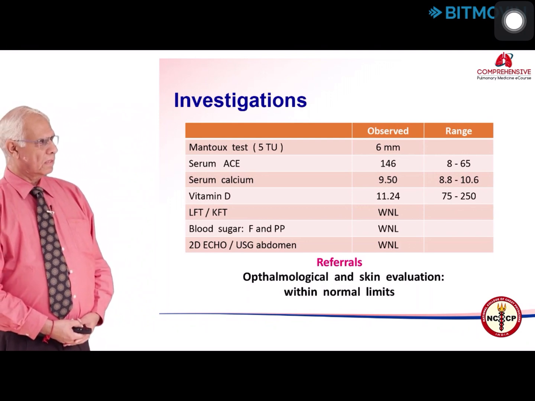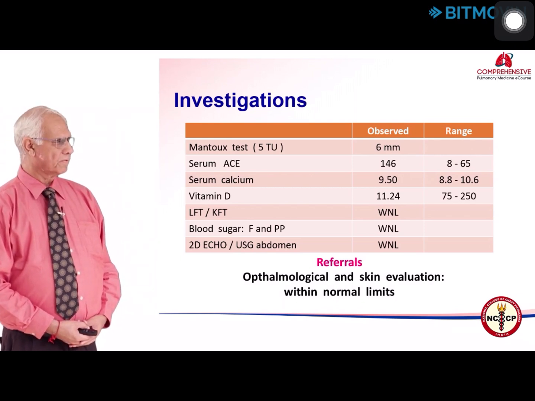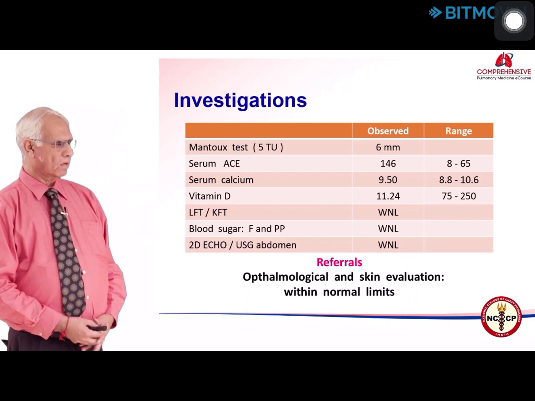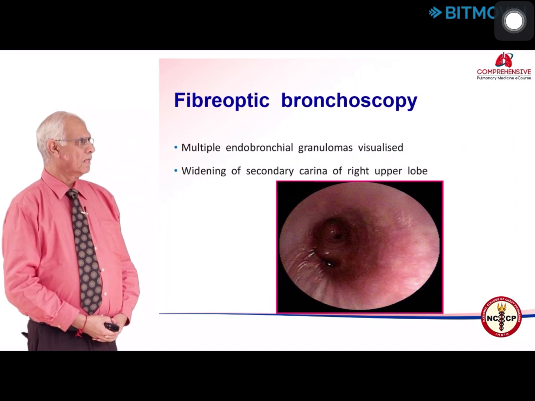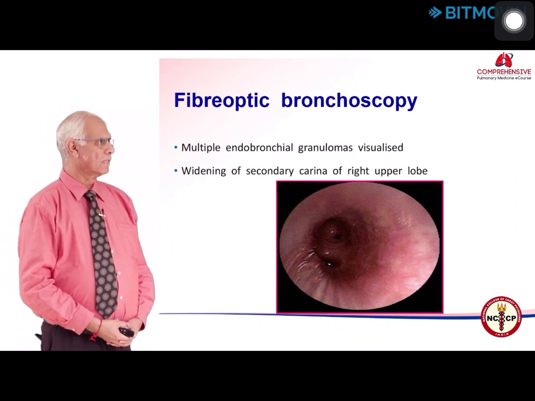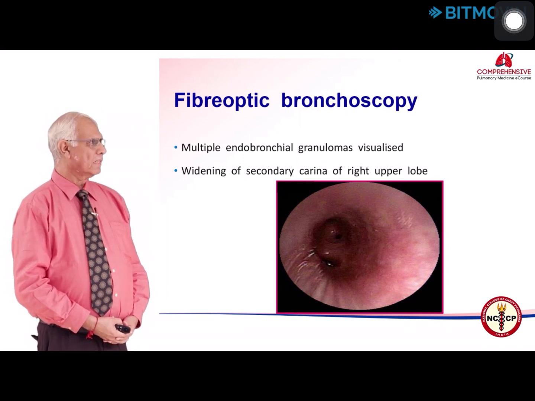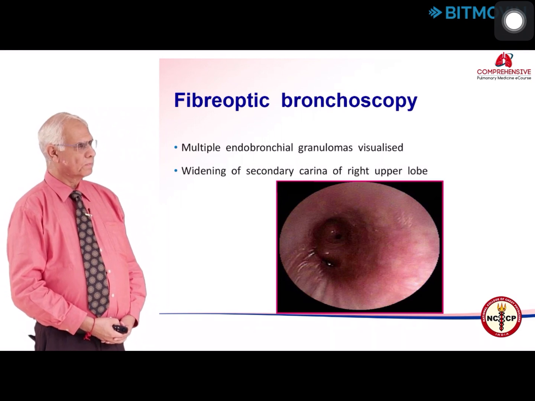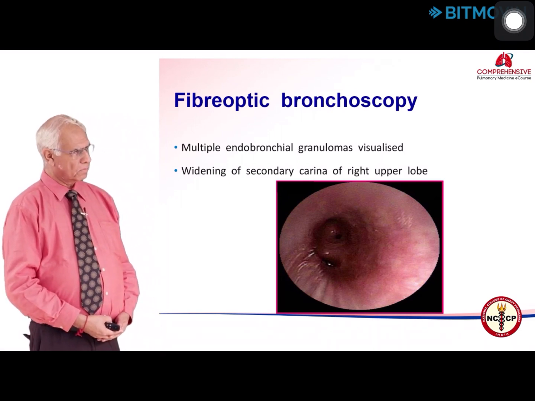Then, once we had the diagnosis confirmed, we had 2 referrals to make, ophthalmological and skin evaluation; both were within normal limits. The patient was subjected to a fiber optic bronchoscopy, and we visualized multiple endobronchial granulomas throughout both the bronchial trees. There was widening of the secondary carina of the right upper lobe, and you can see the whitish granulomas budding out of the bronchial tree.